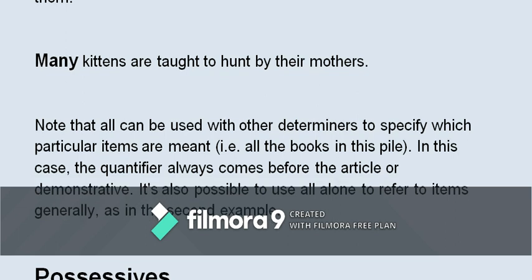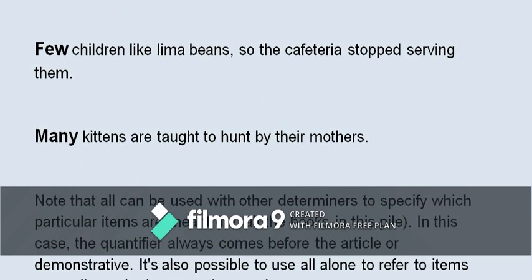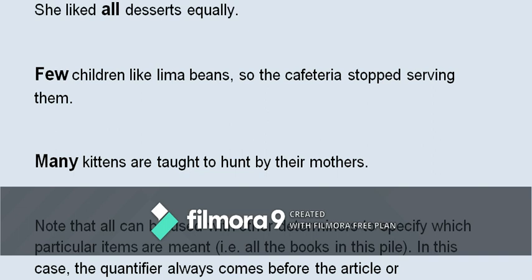It is also possible to use all alone to refer to items generally, as in the second example. For example, we have seen that she liked all desserts. So over here it can be used for all also.